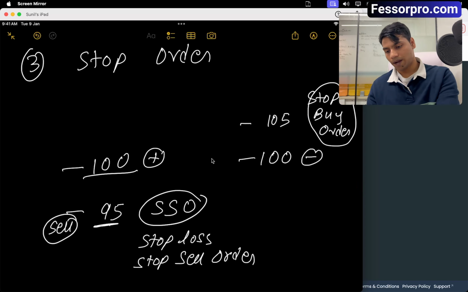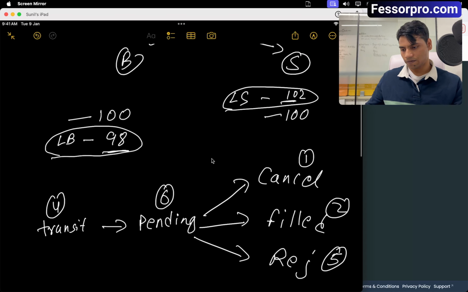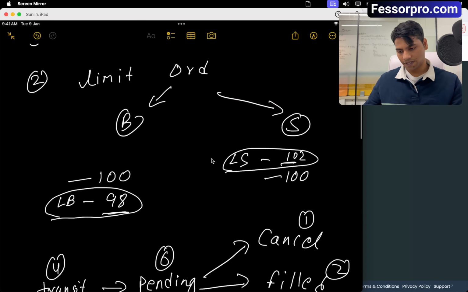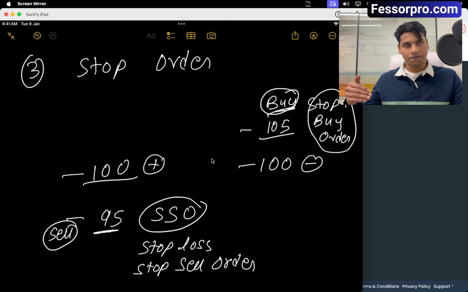Okay, and stop buy, it's a buy order and it is greater than the market price. See, this is exactly opposite of limit. When I'm placing a limit order, if it's a buy, it is less than the market price. Here, if it's a buy order, it's greater than the market price. Okay, now what's the difference between stop order and stop limit order?